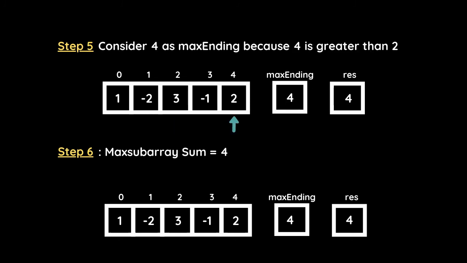Now in the 5th step, we will consider 4 as max ending because 4 is greater than 2. Here the element is 2, and if we consider max ending plus this current element, this will become 4, and it is greater than 2. That is why our max ending will now become 4 and result will also be updated with 4. This way we have got the max subarray sum, which is 4, stored in result.